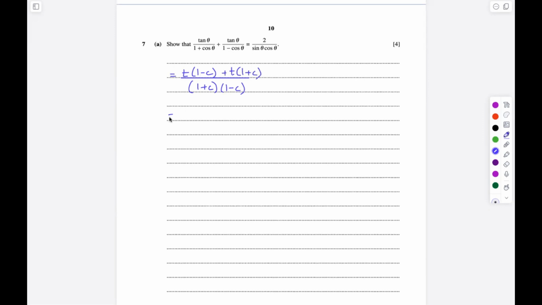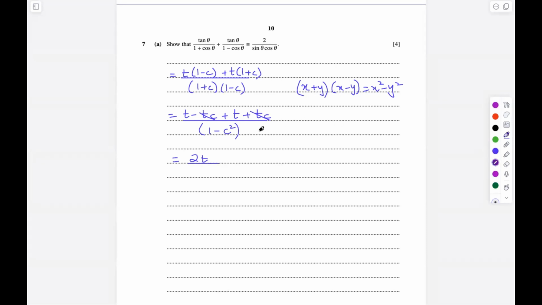Simplifying this, we'll get tan minus tan cos plus tan cos upon 1 plus cos 1 minus cos. And we can factorize 1 plus cos 1 minus cos, so we can use the identity x plus y and x minus y can be written as x squared minus y squared. So we can write it as 1 minus cos squared. Now in the numerator, minus tan cos and plus tan cos will cancel. So we'll have 2 tan in the numerator and 1 minus cos squared in the denominator.